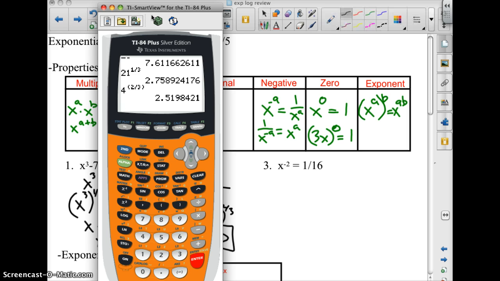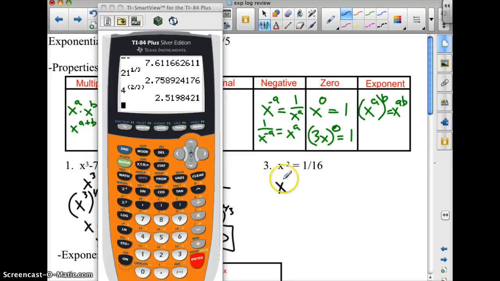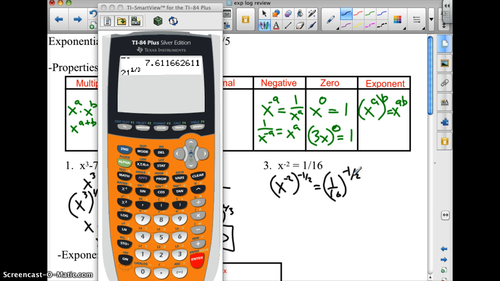X to the negative second equals 1/16. So what I need to do is, if I have this, I raise it to the -1/2, which equals 1/16 to the -1/2 power. Okay, like that. Now, I can take this negative exponent and flip that guy. So that's going to be 16/1 to the 1/2 power. And now this fractional exponent, that's the same thing as the square root of 16, which gives me an answer of 4.